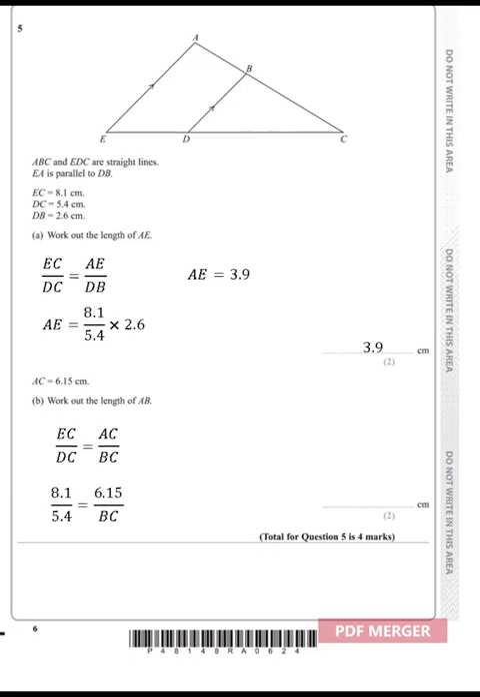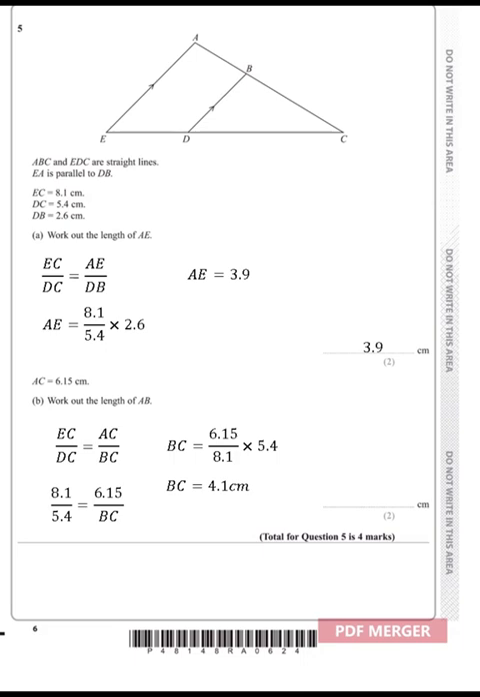So the best way to solve this question, 8.1 swaps places with BC. So BC divided by 5.4 is equal to 6.15 divided by 8.1. Now to make BC the subject, BC is equal to 6.15 divided by 8.1 multiplied by 5.4. In your calculator, this will equal 4.1 centimeters.